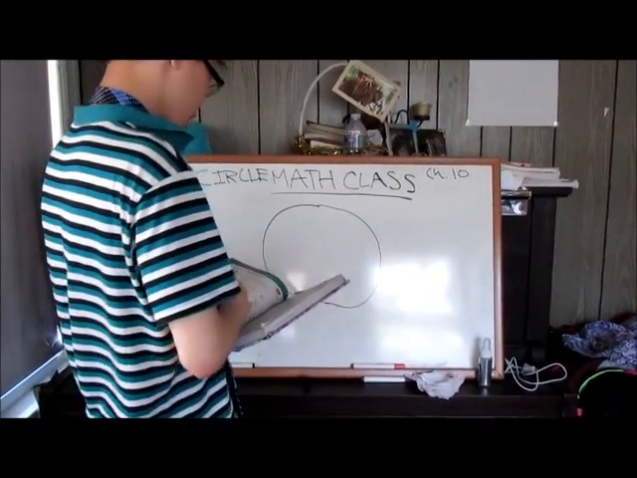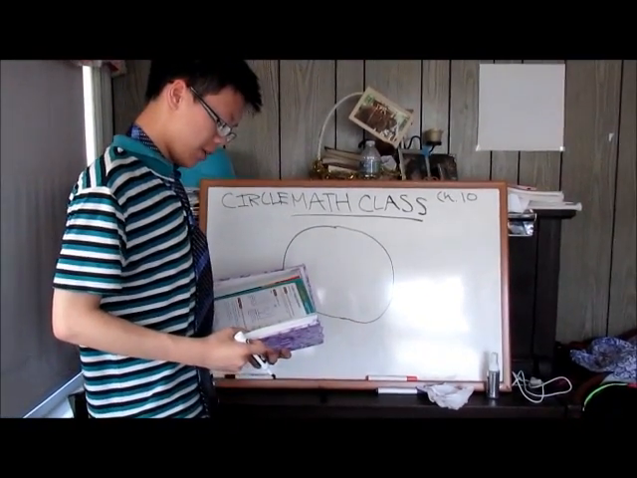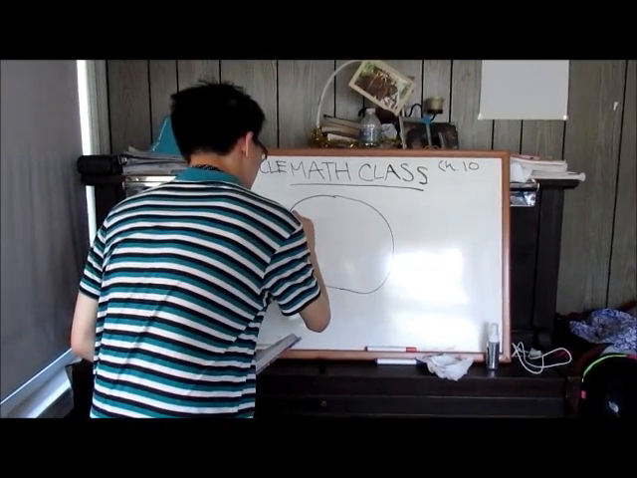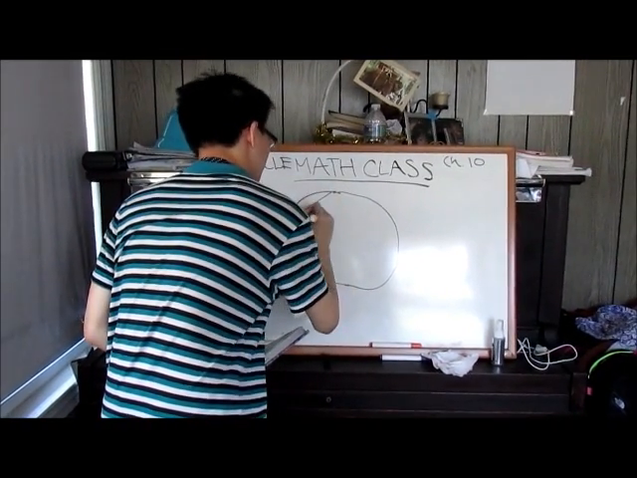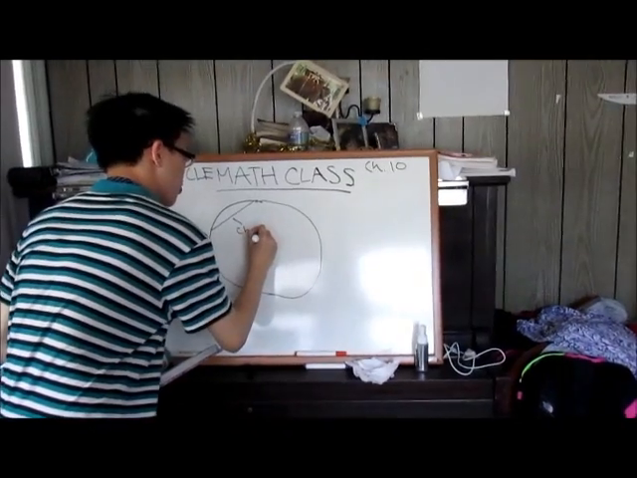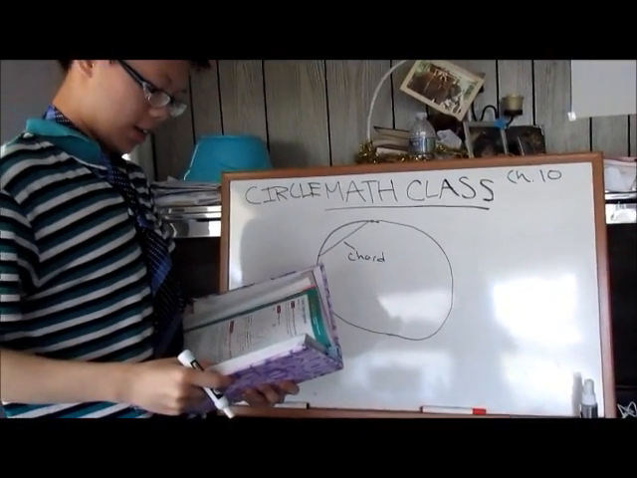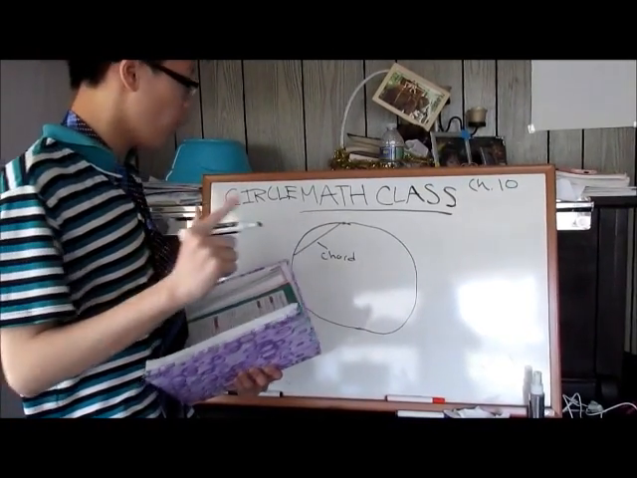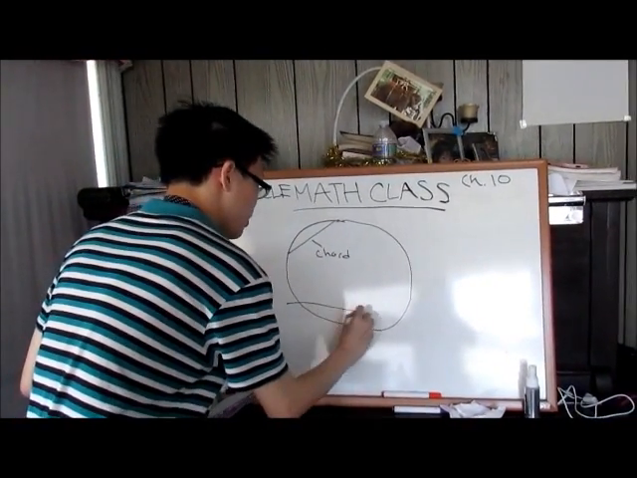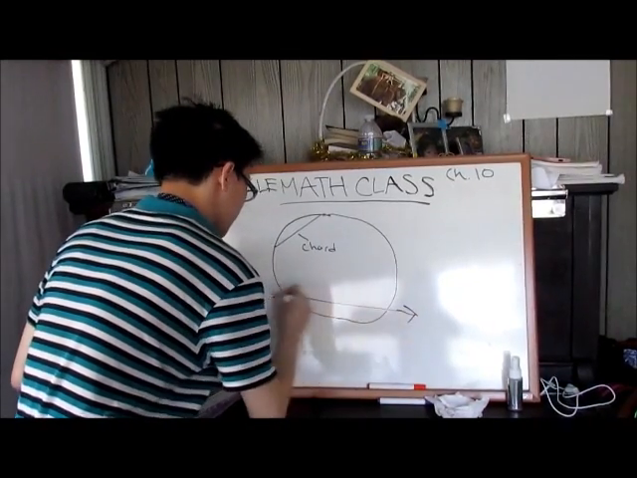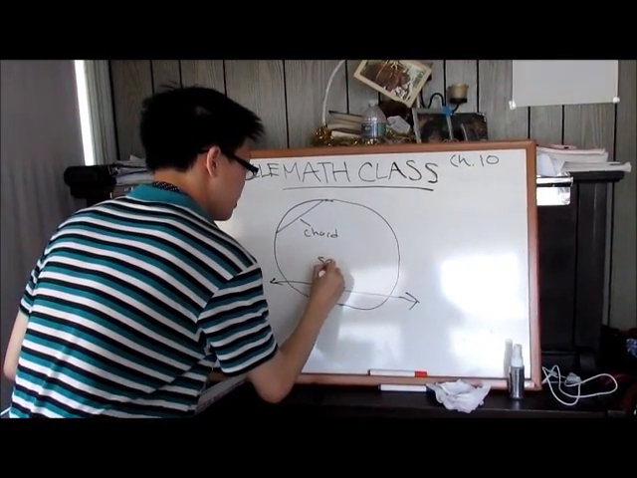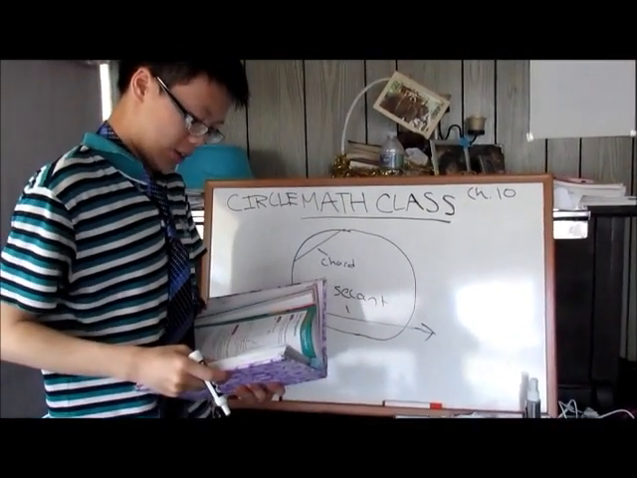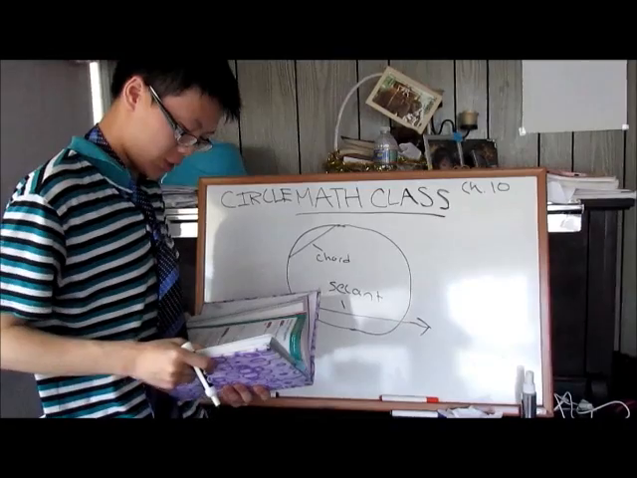Okay, so a chord is a segment whose endpoints are on a circle. Look very closely. This is a chord. Okay? And a secant is a line that intersects a circle in 2 points. And this is a secant. You see, Andy? And I'm sure you have more questions.